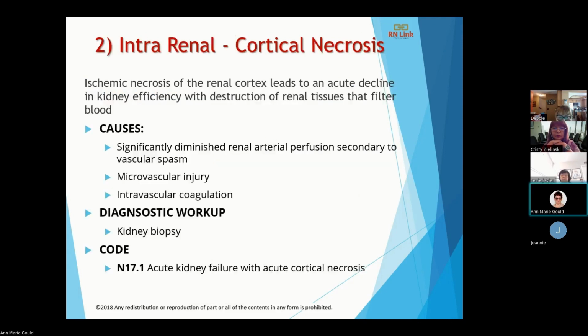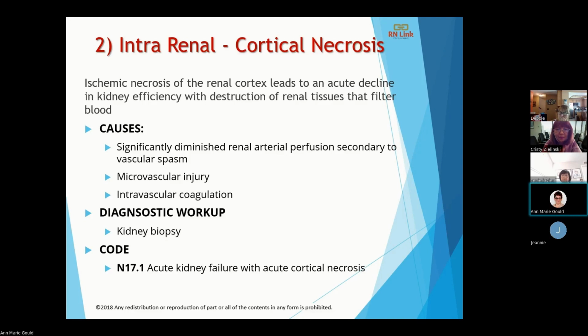Intrarenal, this is your cortical necrosis. This is ischemic necrosis of the renal cortex that leads to a really acute decline in your kidney function with destruction of the renal tissues that filter blood. Causes, for the most part, are significantly diminished renal artery perfusion. It could be a vascular spasm, the blood vessel is spasming. It could be a microvascular injury. Maybe they nicked a vessel when they were doing some type of procedure, or there's intravascular coagulation. And that reminds me of maybe they're in DIC.